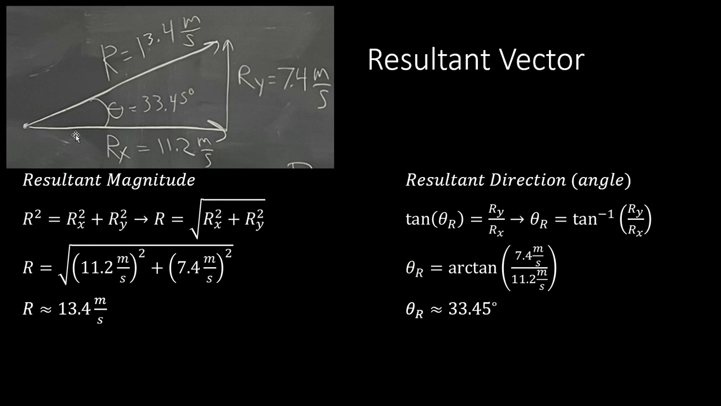Because the x was positive, it's pointed to the right, and because the y was positive, it's pointed up. If the x component was negative, we would point it to the left, and if the y component was negative, we would point it down. And so we have our drawn resultant vector with a magnitude of 13.4 meters per second with an angle of 33.45 degrees relative to the x-axis that is pointed to the right and up.